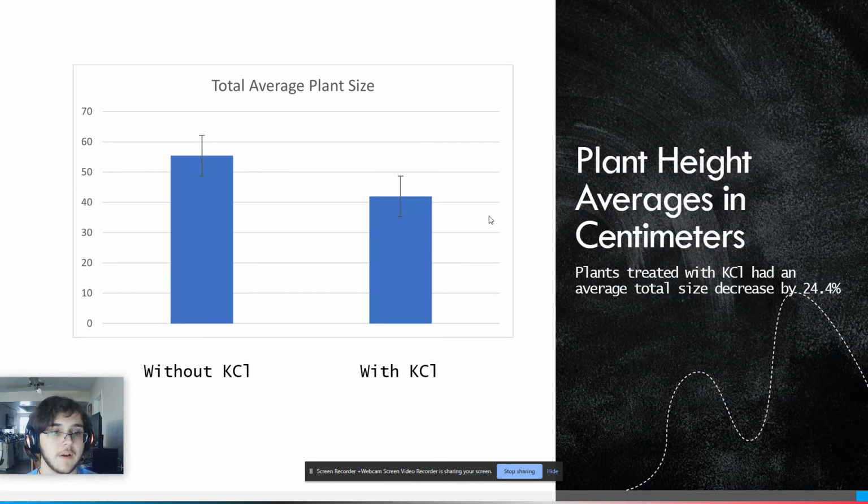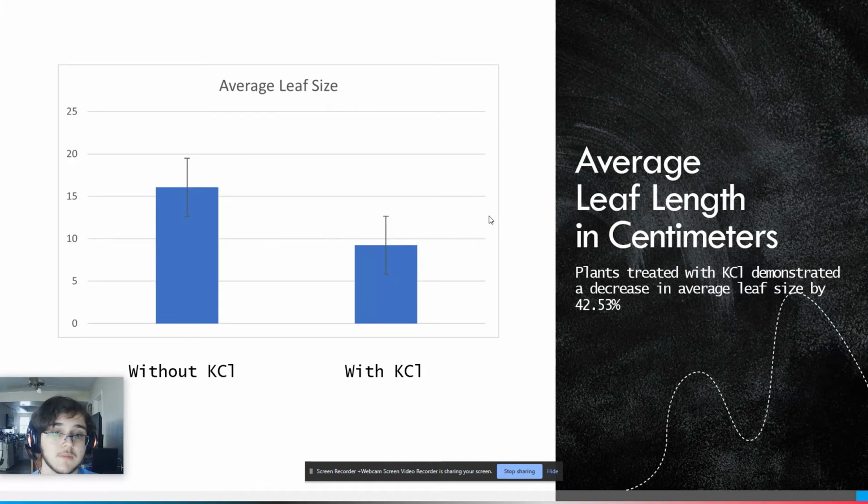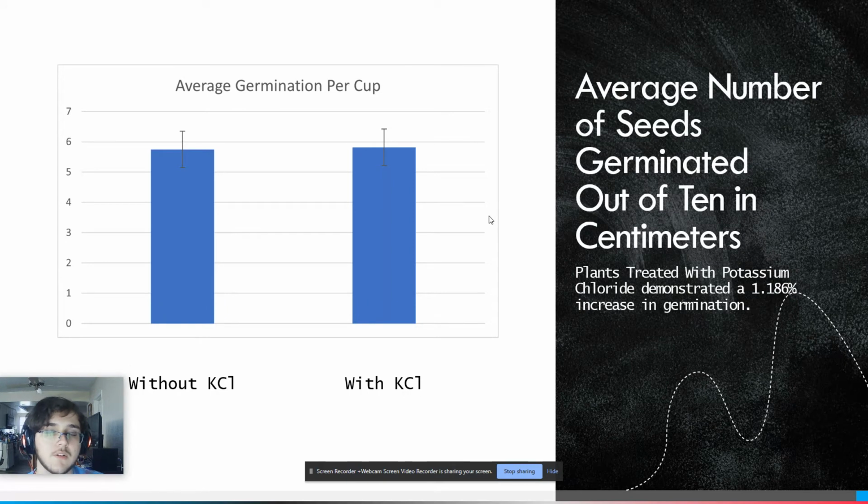So what data can we find from this? The first was an average plant size. The total plant height decreased with the application of potassium chloride by an average of 24.4%. As well, the average leaf size had some decreases, decreasing by 42.53% for plants that also had the potassium chloride application. There was a slight increase in the average number of germinated seeds for those treated with potassium chloride, but that was only 1.186%, which is well within the margin of error.